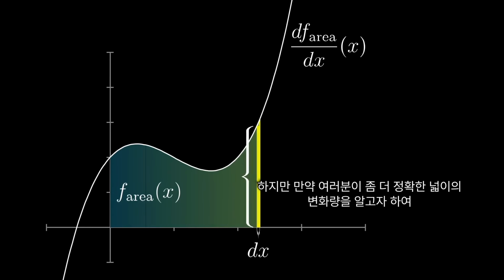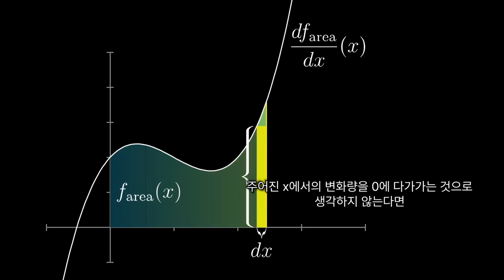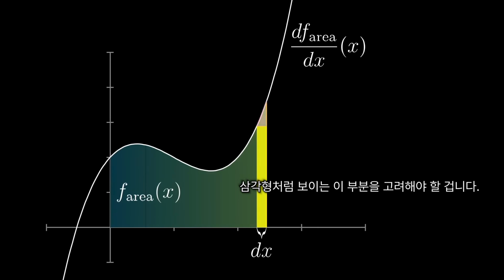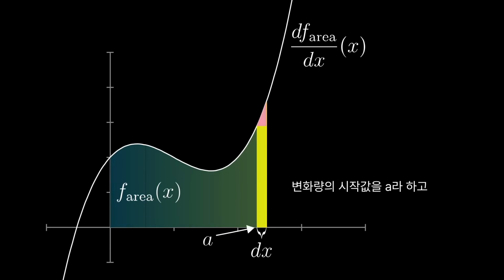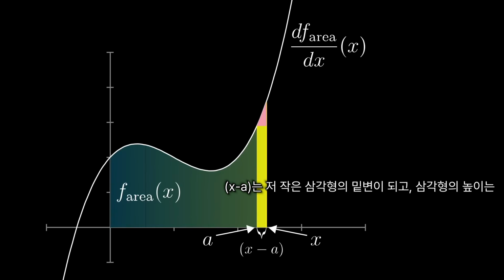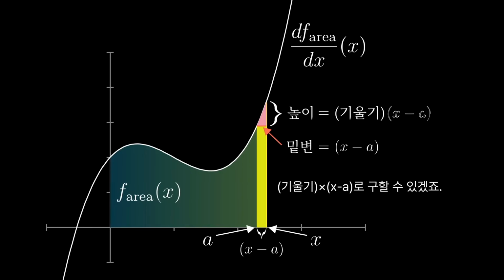But if you wanted to be more accurate about this change in area, given some change in x that isn't meant to approach 0, you would have to take into account this portion right here, which is approximately a triangle. Let's name the starting input a, and the nudged input above it x, so that that change is x minus a. The base of that little triangle is that change, x minus a, and its height is the slope of the graph times x minus a.